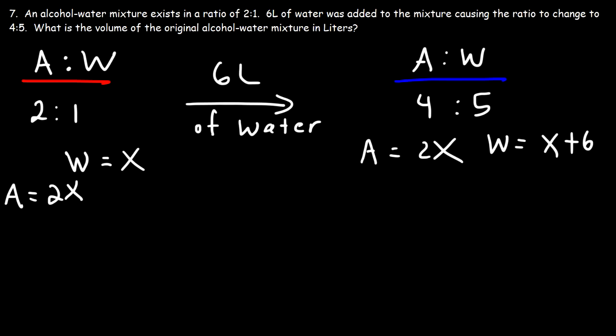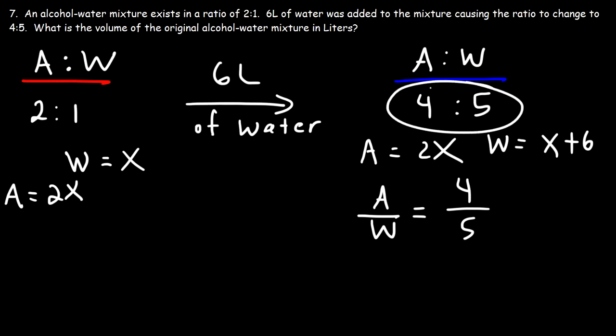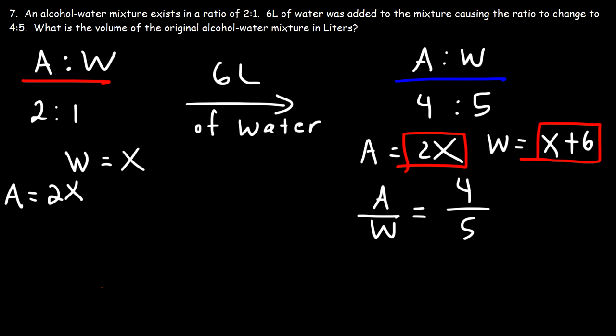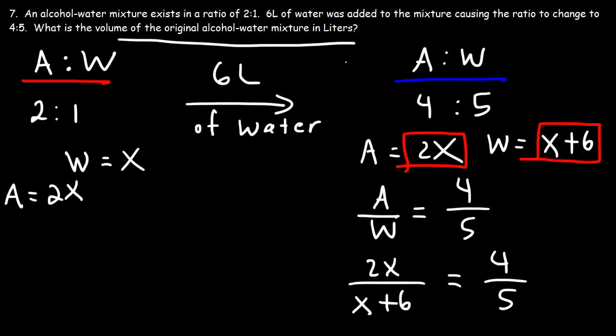Now we can write an expression using the information on the right. If we divide A by W, it should equal 4 over 5 because the ratio of A to W is 4 to 5. Now, we can replace A with 2X and W with X plus 6. So we have 2X over X plus 6 is equal to 4 over 5. Now our goal is to calculate X. Once we have X, we can calculate the volume of the original alcohol-water mixture.